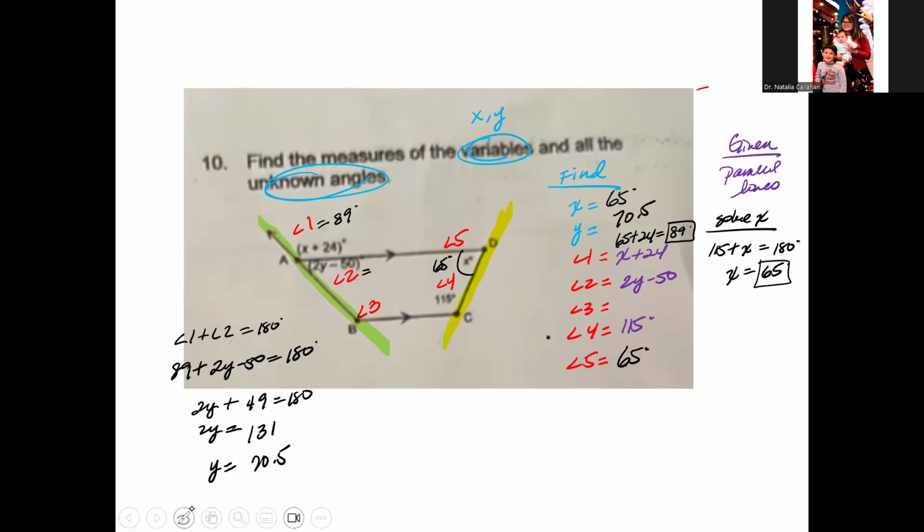That's good. How do we find angle 2? 2 times 75 minus 50. Okay. You could use your calculator for that if you want. Well, technically, this will be 141 minus 50, I think. Is it 141? I think so. Yeah.